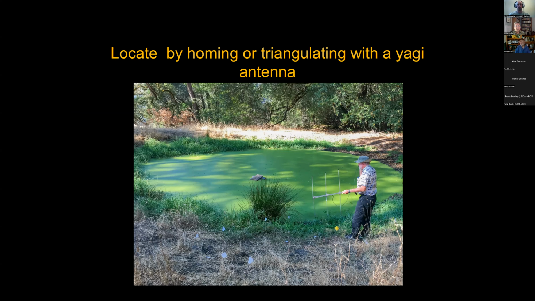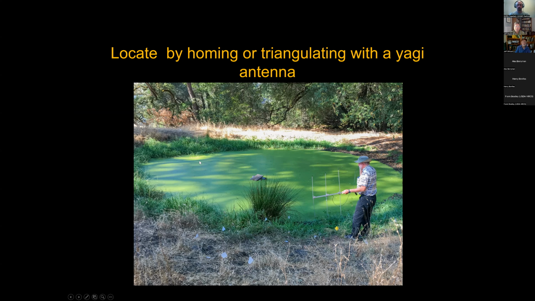And so this is how you locate. This is Professor Dirk Van Buren at one of the ponds here, and he's holding a Yagi antenna, which is a directional antenna. The rear element is actually longer than the front two, and that makes the signal focus into the wire that feeds the radio he's holding up to his ear. He just waves the wand around, and wherever he gets the strongest signal, that's the direction of the frog.